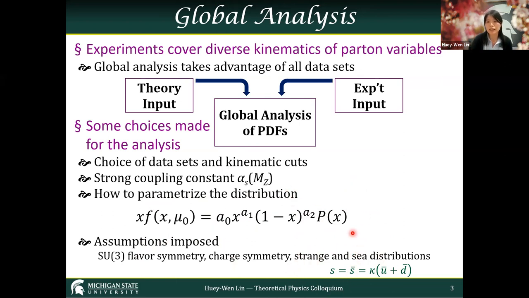One of the common assumptions that have been made in the past few years is the strange and anti-strange symmetry. Because the data was just not precise enough, people have tried various different ways to make the assumption. At the end, the PDF doesn't really alter that much, right? And so sometimes people even just set them to be related to the anti-light quark, assuming a linear combination, and it still fits the data. And this is really just it, there's not much one can do.